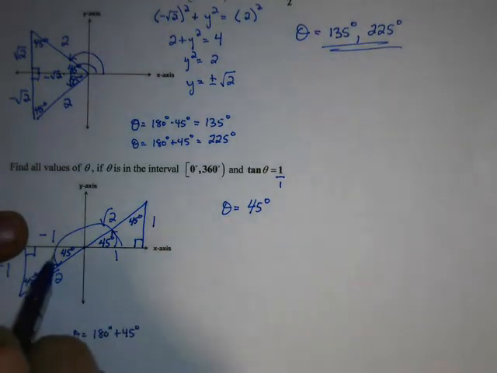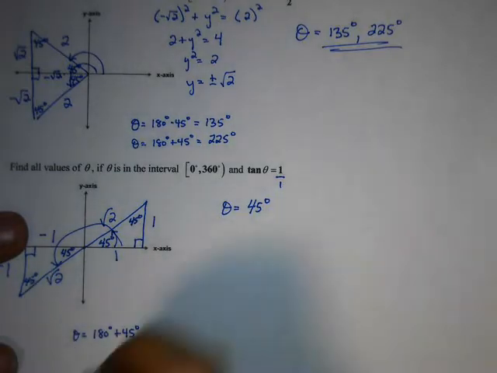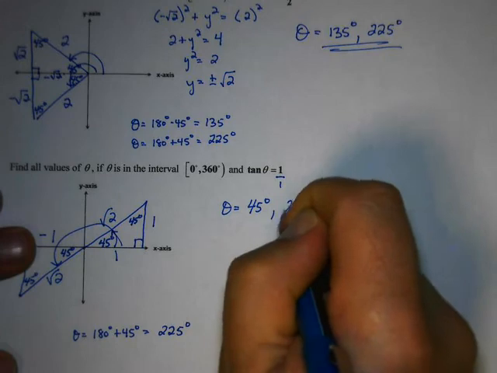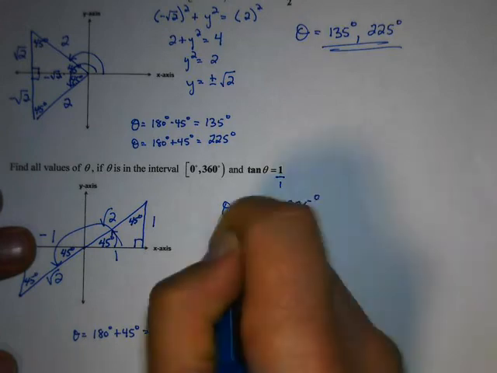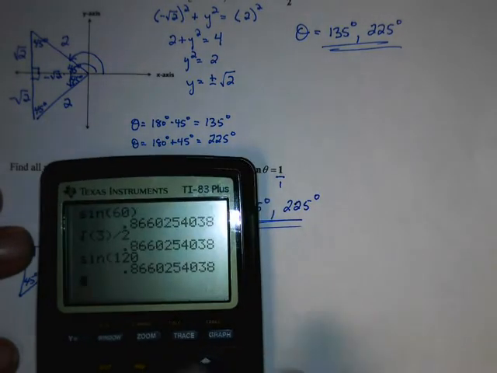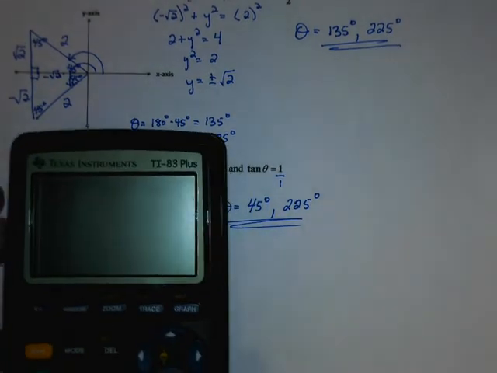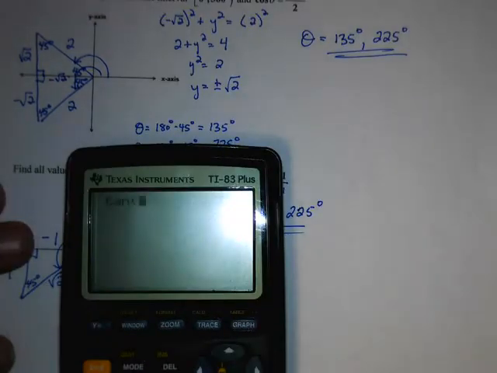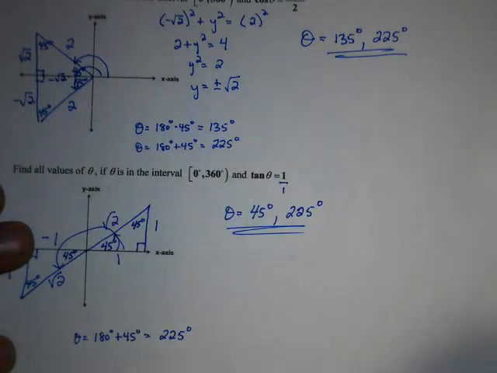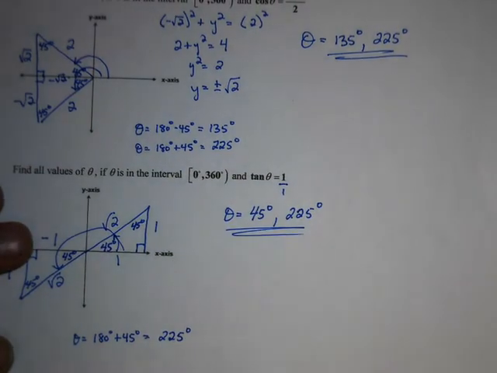So it's 180 plus 45 in the third quadrant. So we get 225 degrees. And again, don't be afraid to check these. If we go tangent 45, we get 1. Tangent 225, we get 1. And we were supposed to get 1.